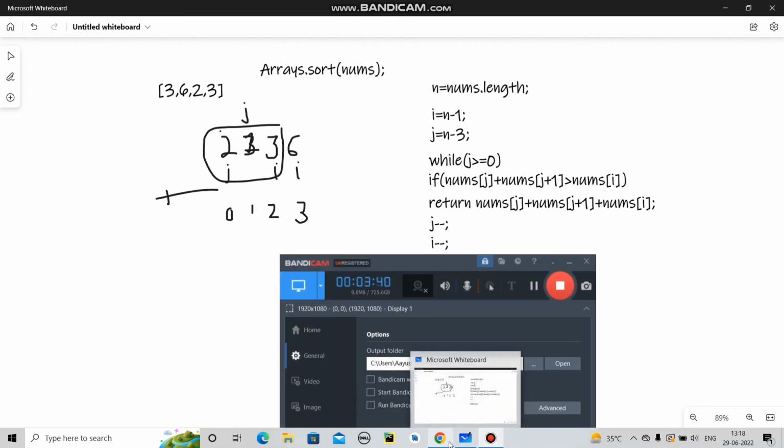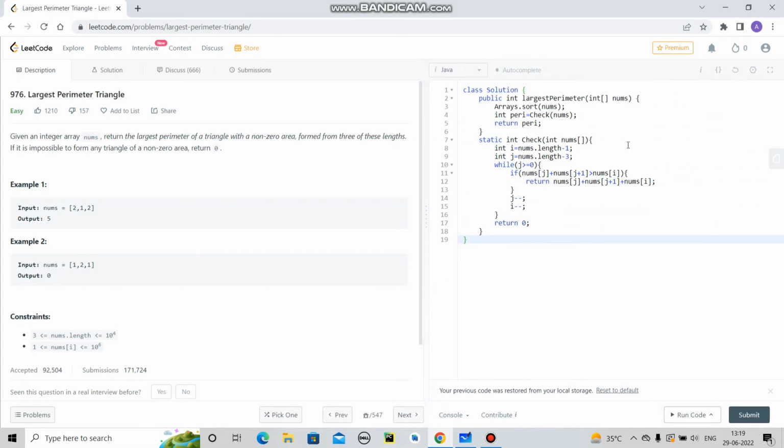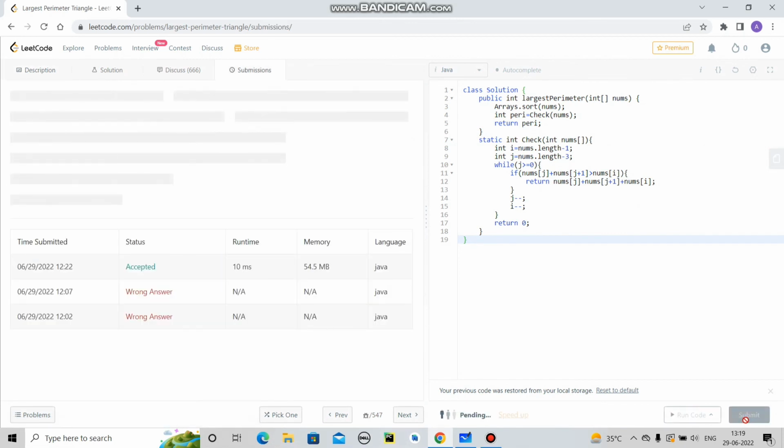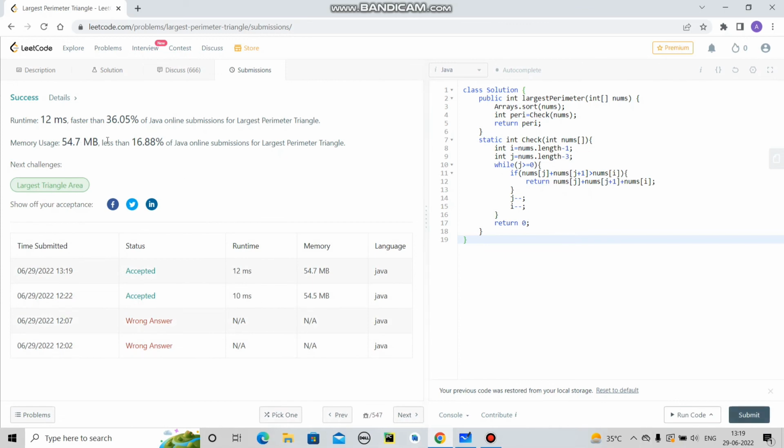Now moving to the code of this question. This is the code, like submitting this. Submitted, 12 milliseconds.